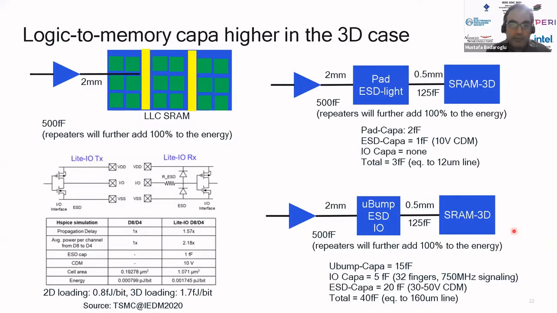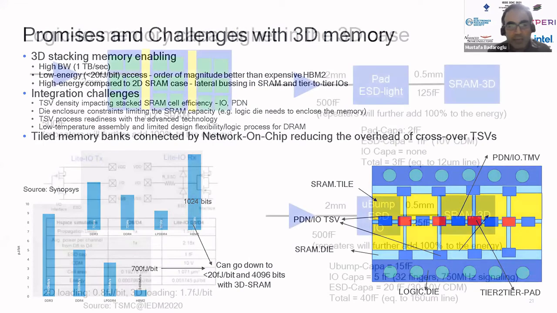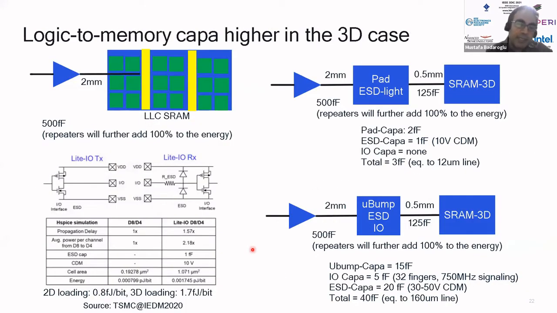I want to emphasize one thing here. For this IO solution, we don't have a better solution than 2D. 2D still provides the lowest energy. And one of the reasons is explained in this slide.